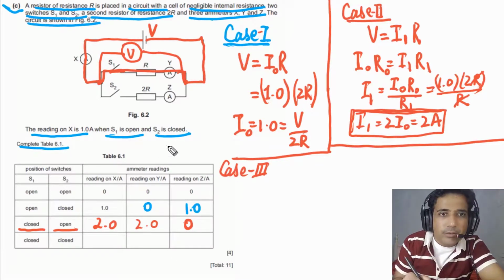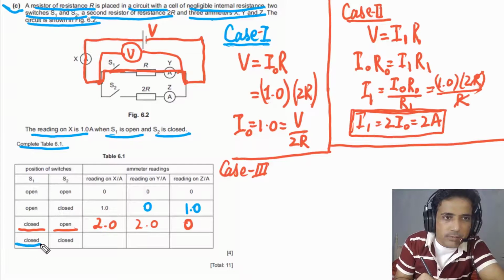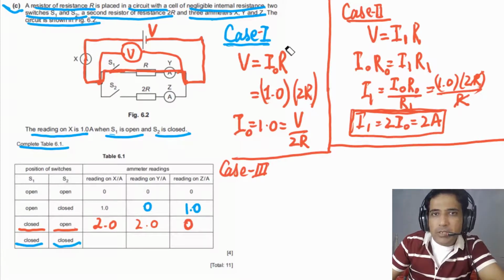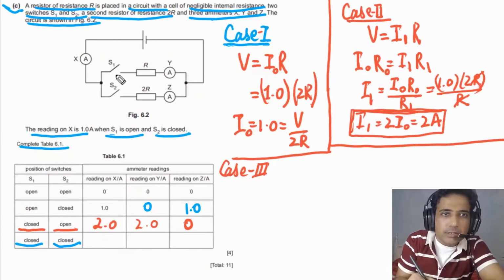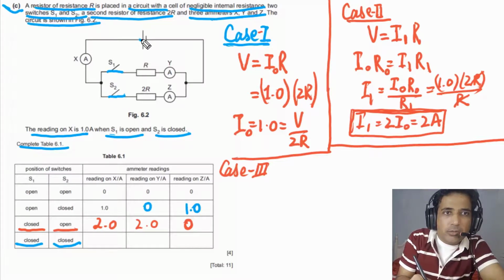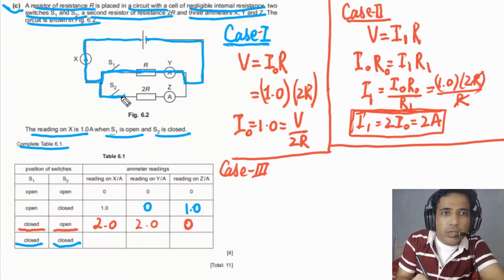For the third case, it is given to us S1 is closed and S2 is also closed. First of all, let's clean this circuit and redraw. Our circuit is a complete circuit. So this is our circuit, and then we have 2 resistors, they are connected in parallel. R and 2R, they are connected in parallel. So this is our circuit now.